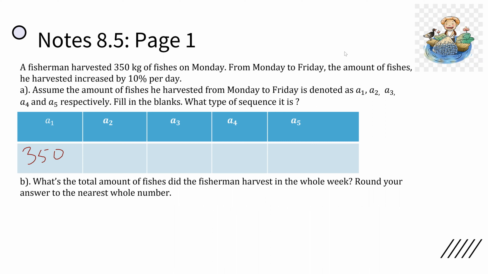So that means the growth factor is 1 plus 10%, which is 1 plus 0.1, which is 1.1. So that is the growth factor. So A sub 2 would be 350 times 1.1, which is 385. And A sub 3 will be 350 times 1.1 times 1.1. So that would be 1.1 squared.